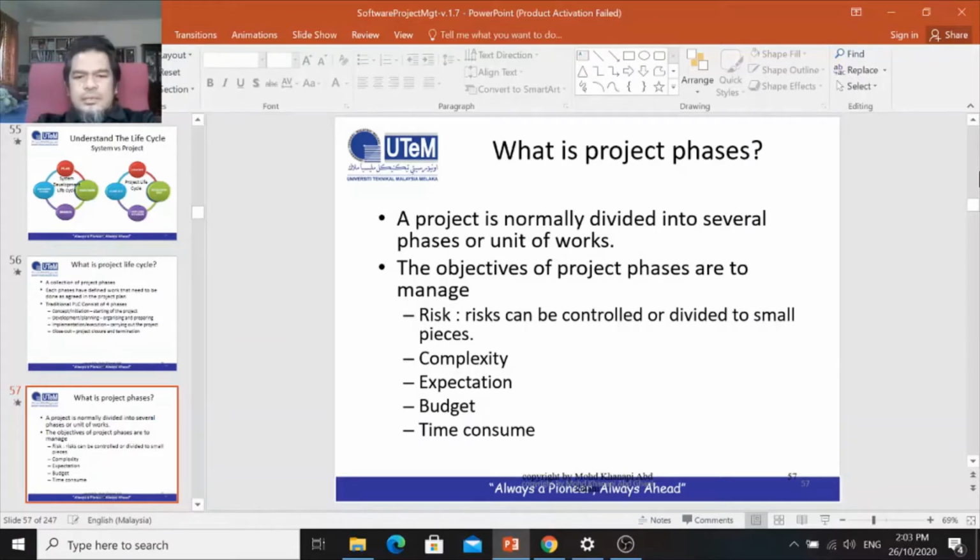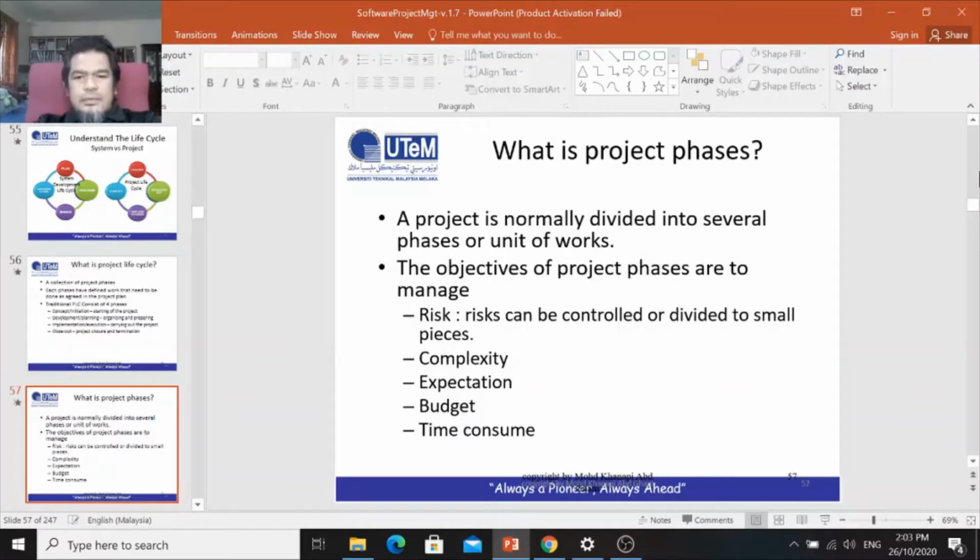Let's say in the first iteration or first phase, you face two or three problems. This problem may be repeated in other modules or other phases. So by dividing the project into phases, you can have lessons learned. You can reuse the solution for other phases.